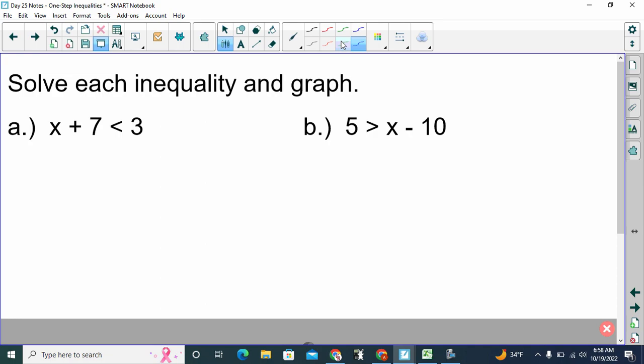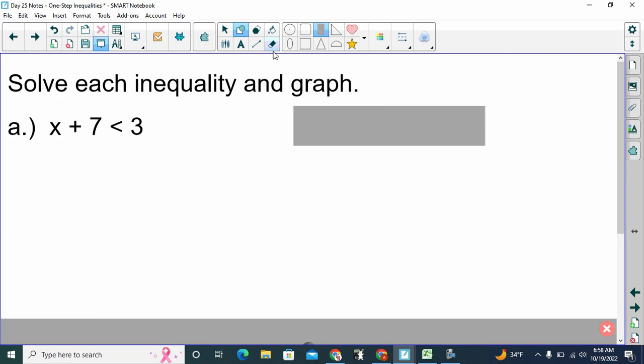So example 1 asks us to solve each of the following inequalities. We are also asked to graph our solution. Solve the inequality and graph your solution. So we are given x plus 7 is less than 3. We solve this exactly the same way we solve an equation. So our equal sign, or not our equal sign, but our inequality sign right now is right here.